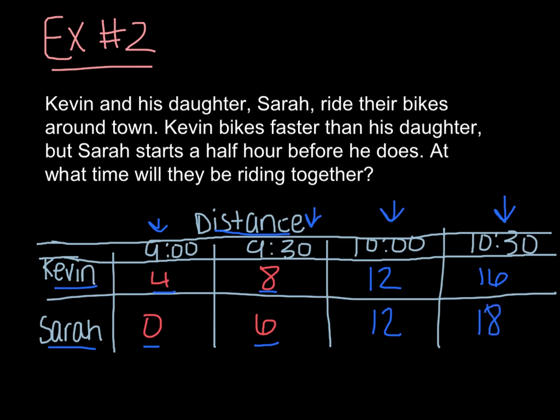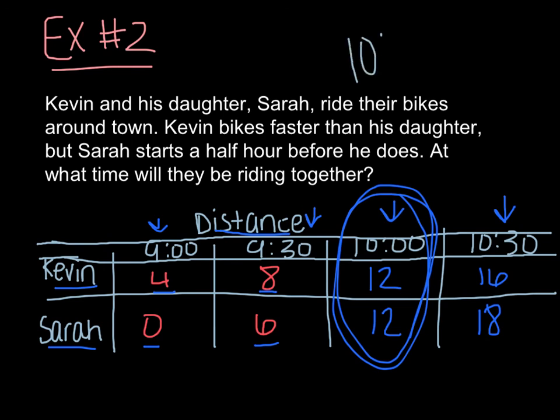So if I look at my numbers in this chart, it looks like at 10 o'clock, they'll both be at 12 miles. So my answer would be 10 o'clock is when they will be riding together.